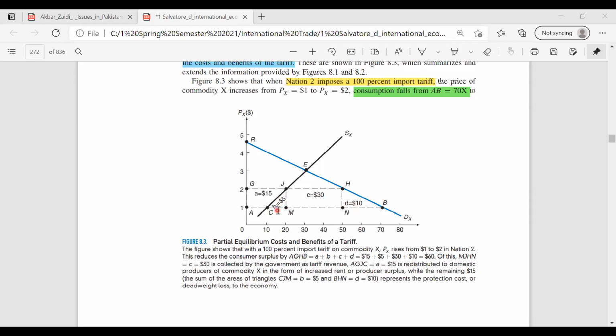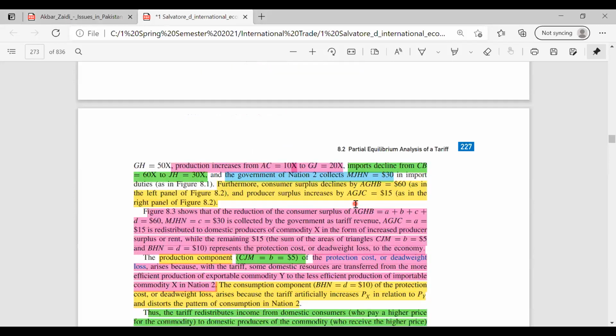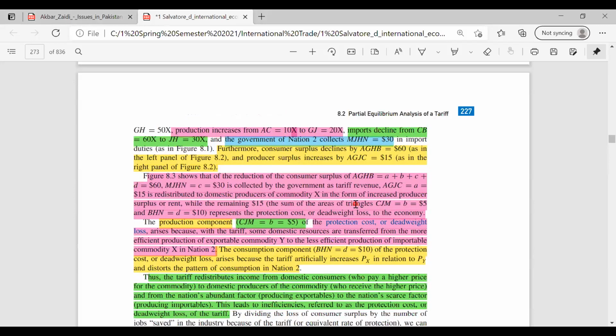Production deadweight loss arises because the domestic producer is not that efficient. It was not producing commodity X, but after the tax, it starts producing the commodity X, but the efficiency is not that much. And this is the consumption deadweight loss, which arises because the relative price of X and Y is distorted artificially after the tax.